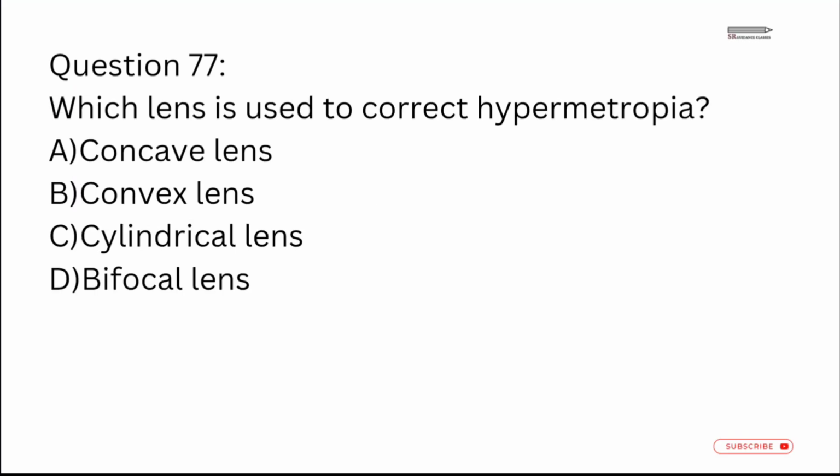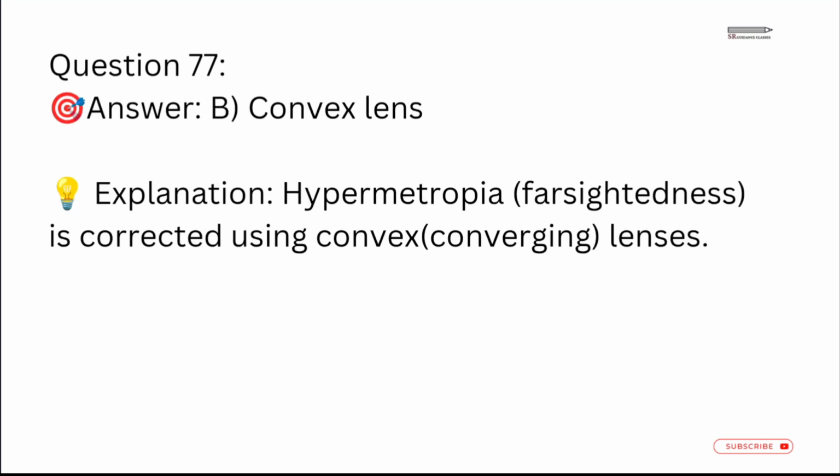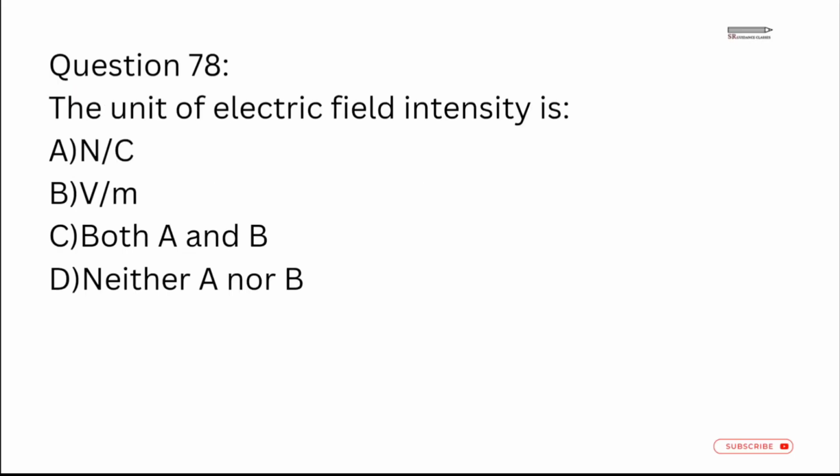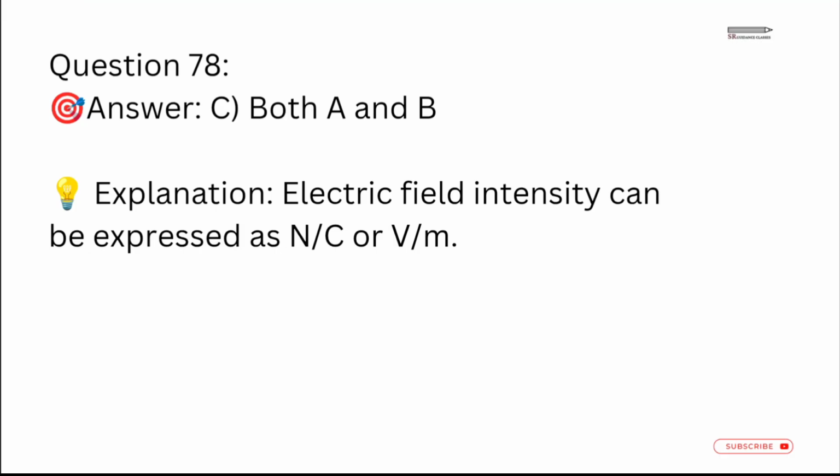Which lens is used to correct hypermetropia? The answer is option B, convex lens. The unit of electric field intensity is. The answer is option C, both A and B.